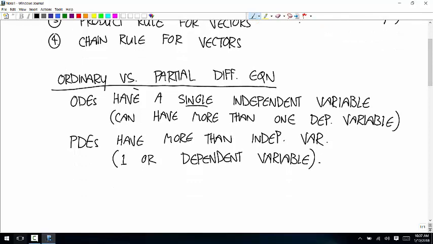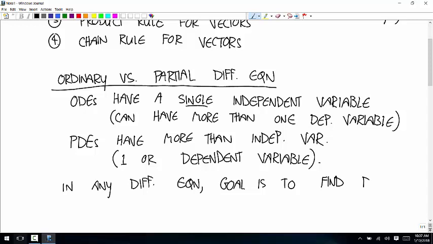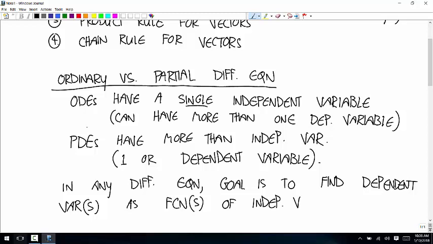With any differential equation, your goal is to find a dependent variable or variables as functions of the independent variable or variables. So basically, a differential equation is always a relationship that defines a function, and you're trying to find that function or a set of functions.